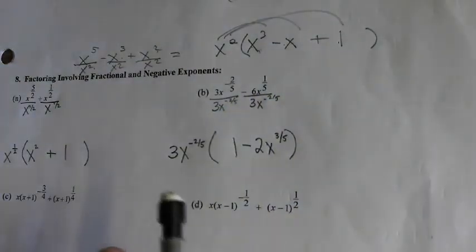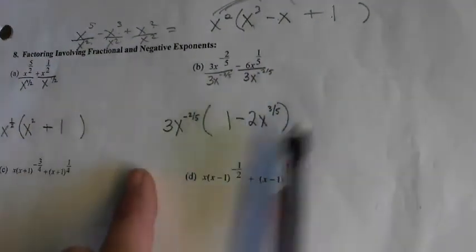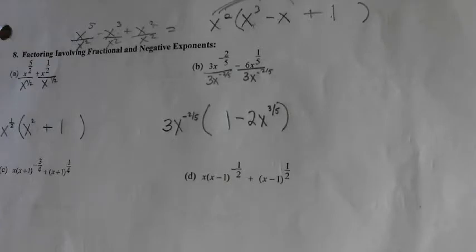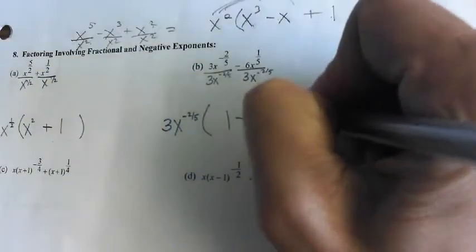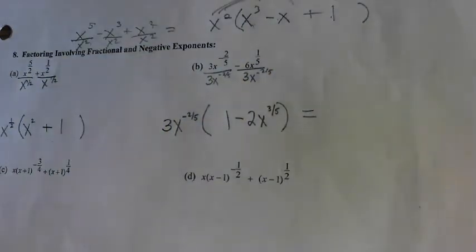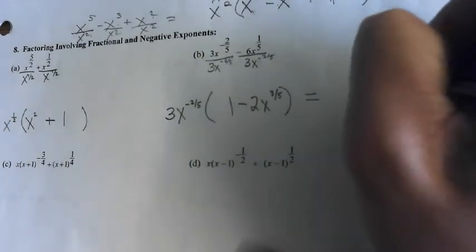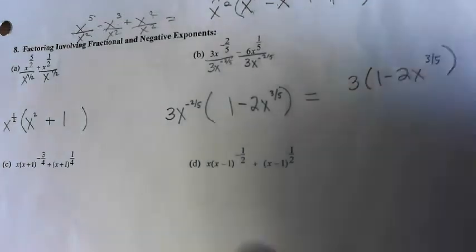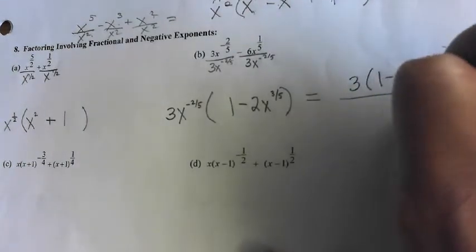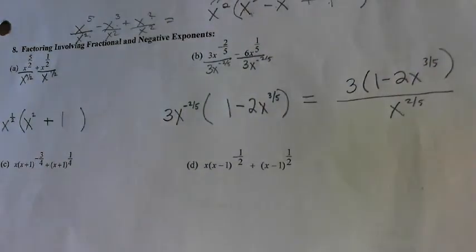Now, with this one, why can't I leave that as my final answer? You're not supposed to have what in the final answer? Negative exponents, exactly. So, what moves to the denominator? The x to the negative 2/5. Just the x, not the 3. The 3 is not being raised to that power. So you have a 3, and then 1 minus 2x to the 3/5 up top, and then an x to the 2/5 on the bottom.